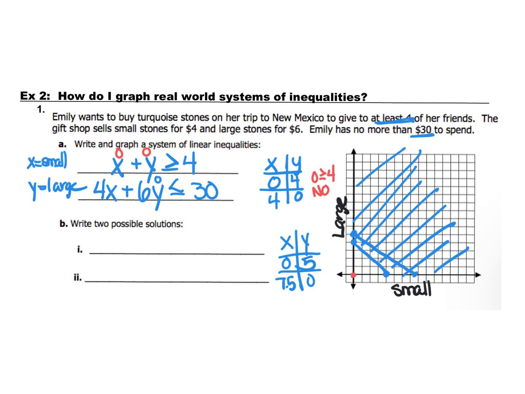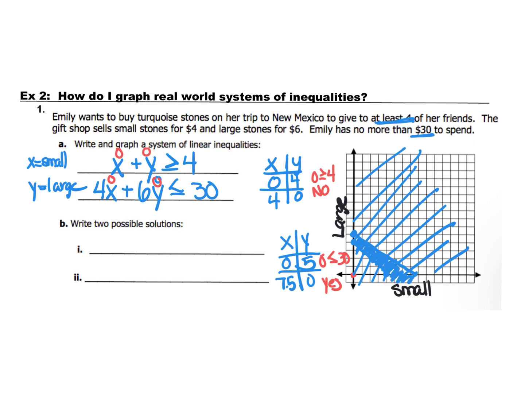And then we have to test our point, 0 and 0. Is 0 less than or equal to 30? Yes, so we're going to shade going in that direction. I'm going to come on down like this, and anything that is in between here would be solutions.